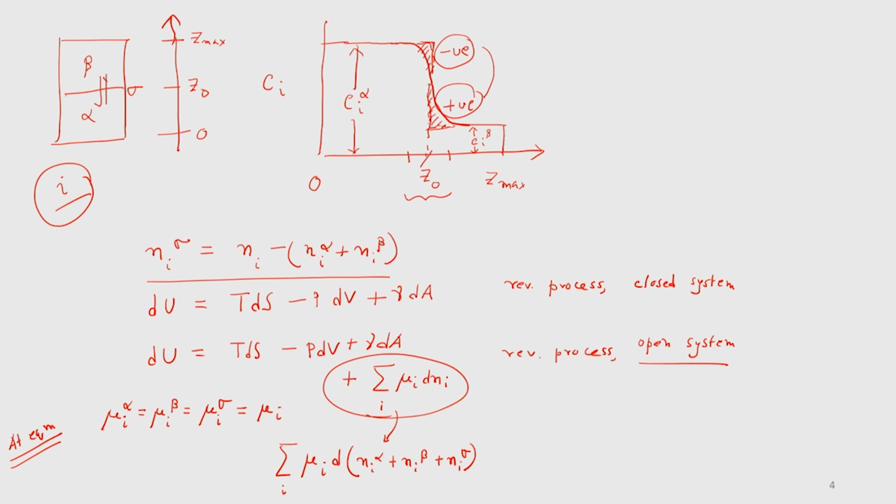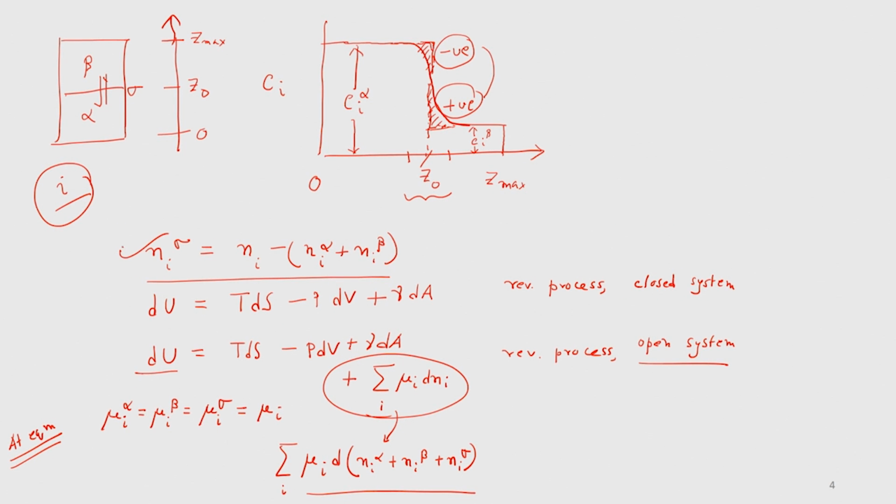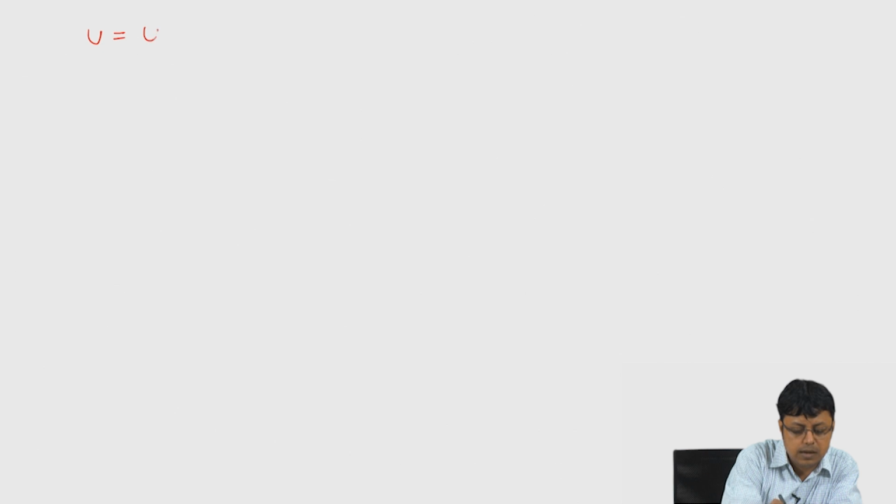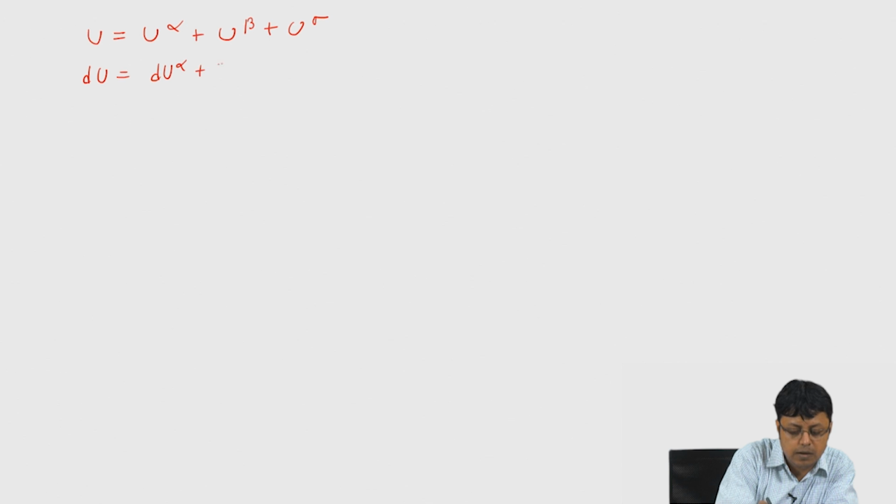Now, we are going to write the different terms. We know that we can write the total internal energy U also as the energy of the alpha phase plus beta phase plus sigma phase, just the same way we have written the number of moles for the alpha phase, beta phase or sigma phase. So, U is U alpha plus U beta plus U sigma, and dU is dU alpha plus dU beta plus dU sigma.